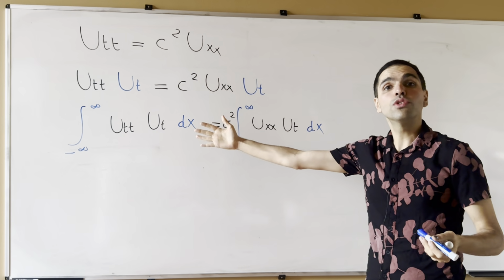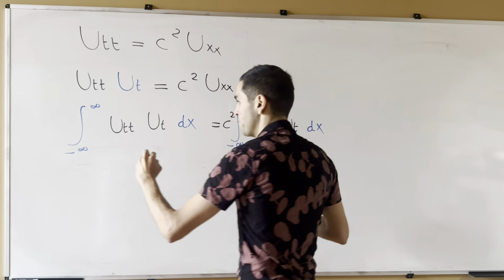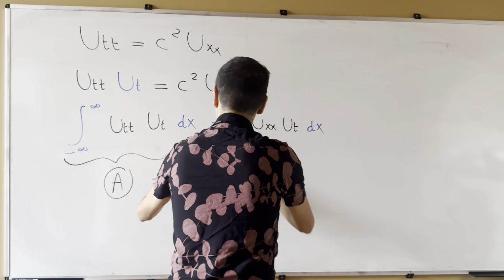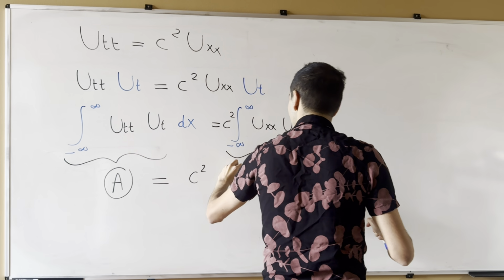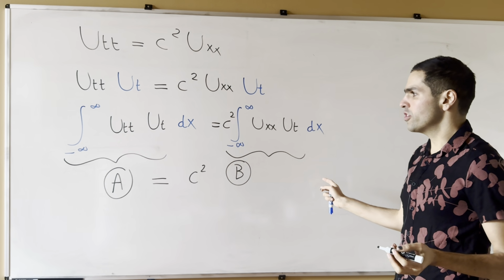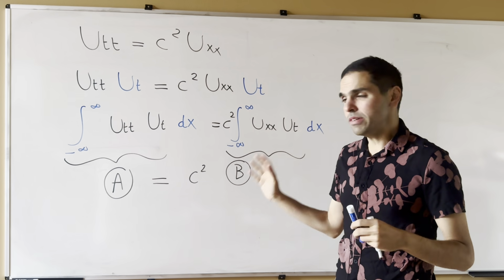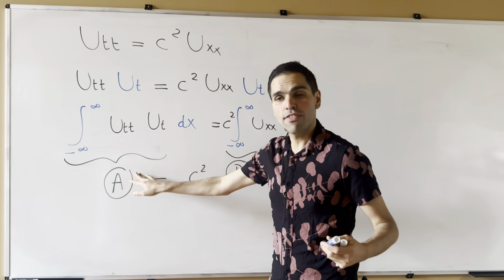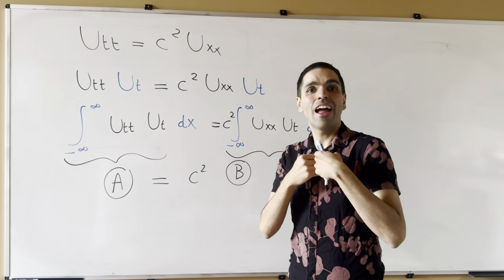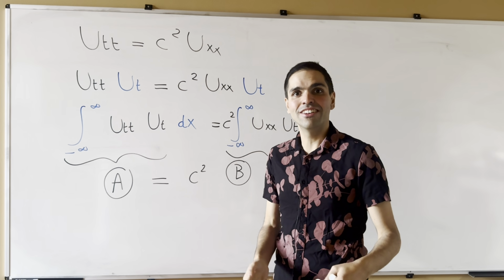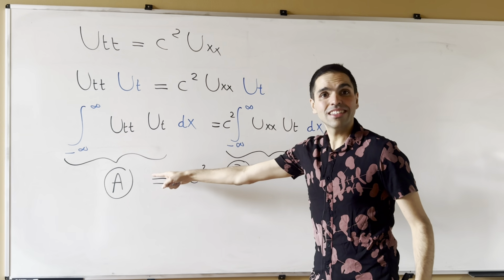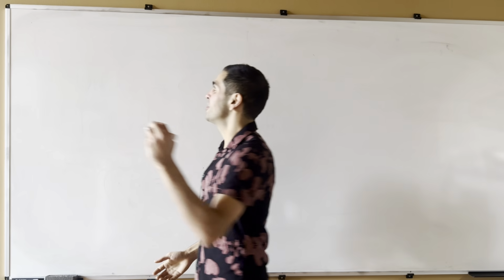You see now we have two terms, the left-hand side and the right-hand side. The left integral we call A, and the right integral we call B. So now we get A equals c squared B, and what we want to do is simply study A to simplify it, study B to simplify it, and then you will see our energy method, or conservation of energy, will just slip out like bread and butter. Okay, so let's do this. Let's study A now.